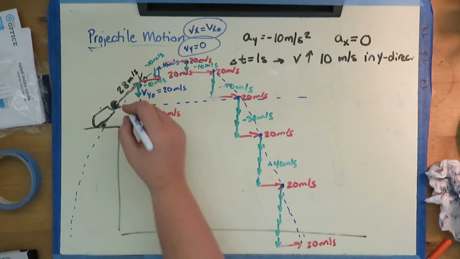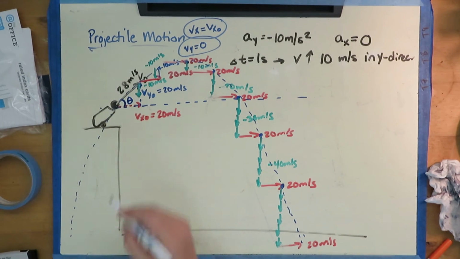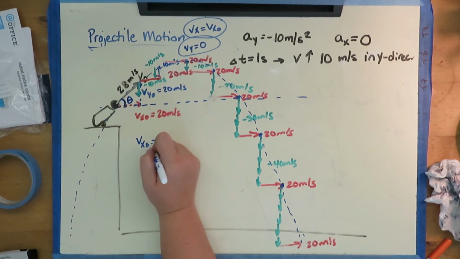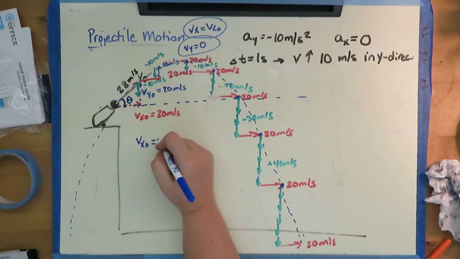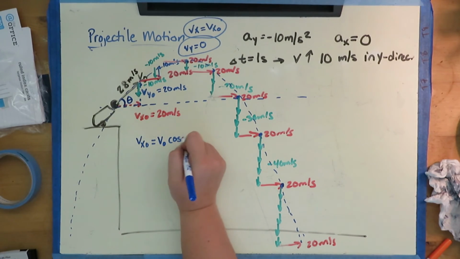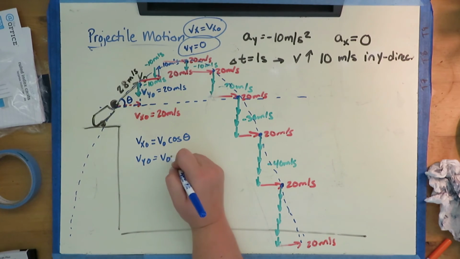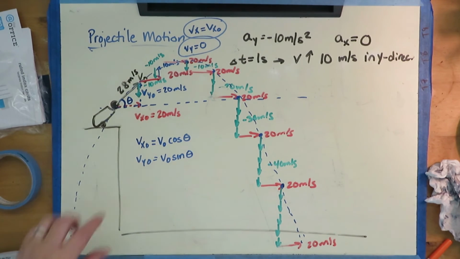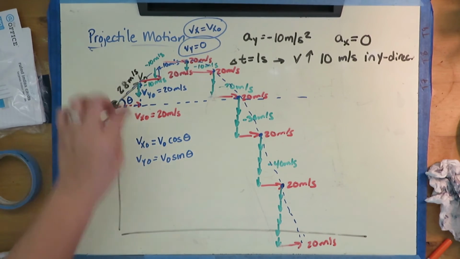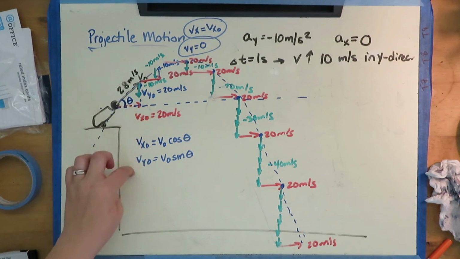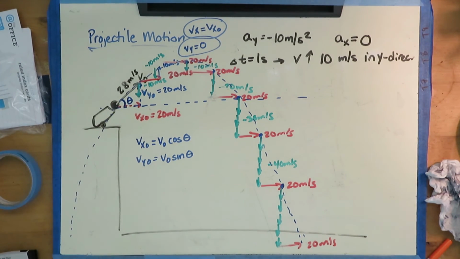With this, if you have some sort of initial angle here, your Vx0 is going to be the adjacent side, so that's going to be V0 cosine theta, and your Vy0 is going to be V0 sine theta. So you can find the magnitudes of those if you're given your initial velocity, or if you know one of these, you can find your initial velocity.